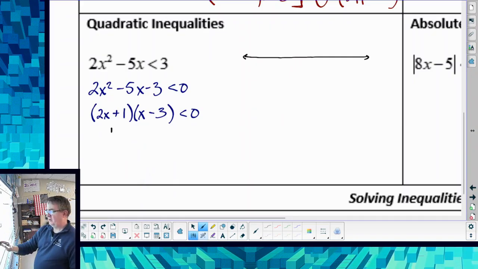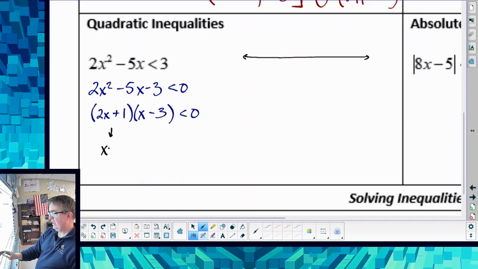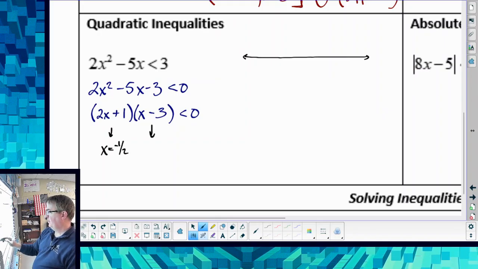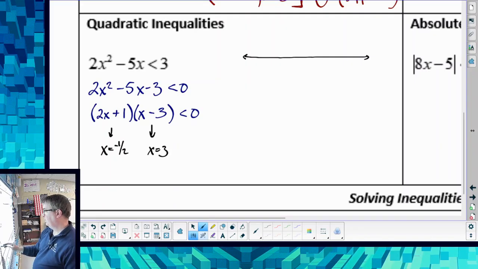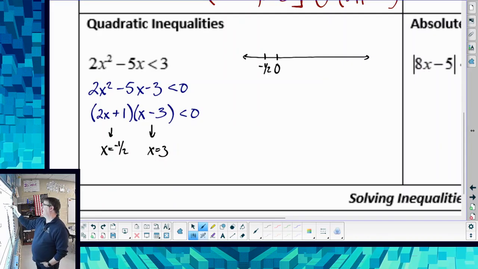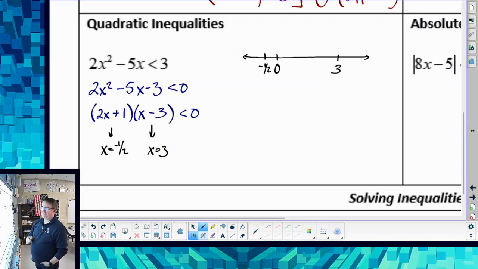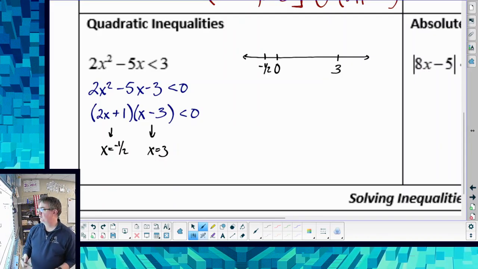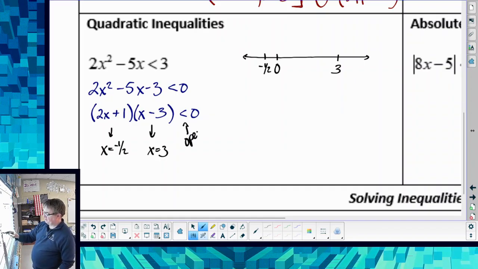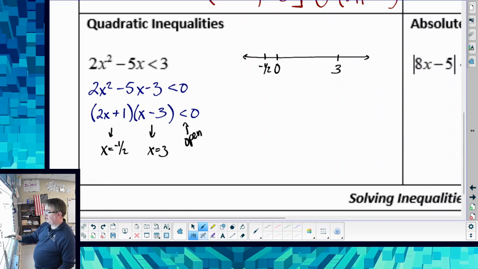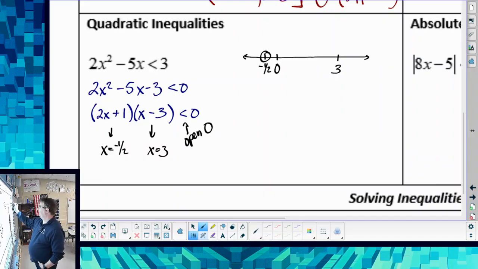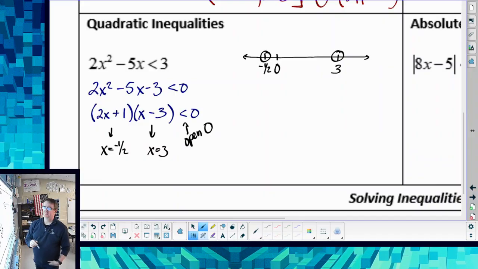So from here, I know that this is going to give me x. One of the boundary points is going to be x equals -1/2. This is going to give me a boundary point of 3. So if this is 0, -1/2, put 3 up there. Now the question is, where do I shade? Well, first of all, I'm going to do open circles because I don't have an equality on my inequality. So I'm going to have an open circle there, open circle there.